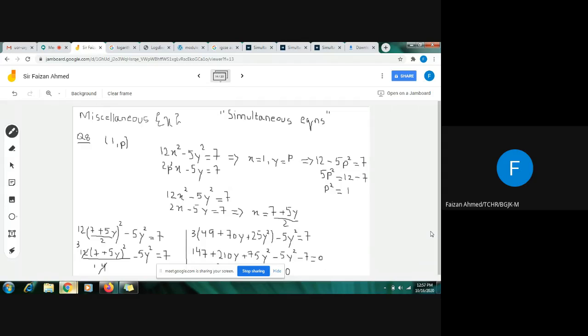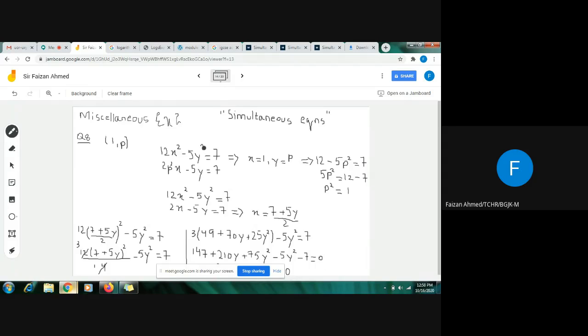This is a question on simultaneous equations from miscellaneous exercise 2, on page number 35. It is basically question number 8. In this question, we have been given a point (1, p), and this point is the solution of these simultaneous equations: 12x² − 5y² = 7, and the other equation is 2p²x − 5y = 7.